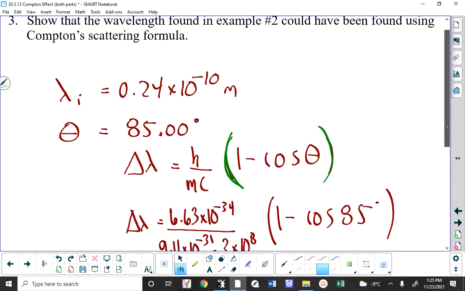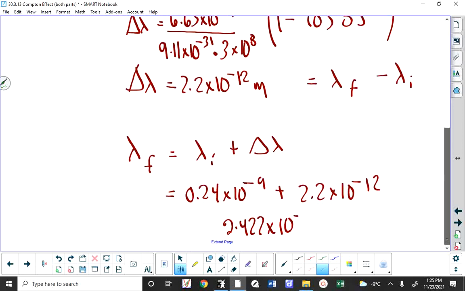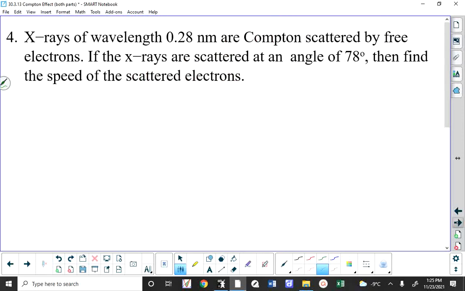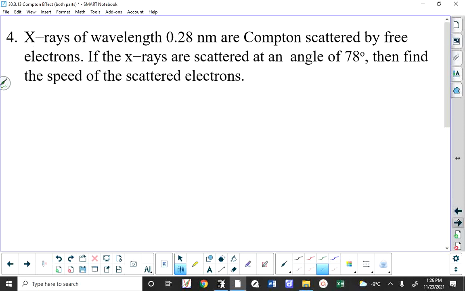Any other questions with the work here in this example? All right. And number 4, I think this is our last example, and then we'll be done for the day. X-rays of wavelength 0.28 nanometers are Compton scattered by free electrons. The X-rays are detected at an angle 78 degrees away from their original path. How fast are the electrons moving afterwards?